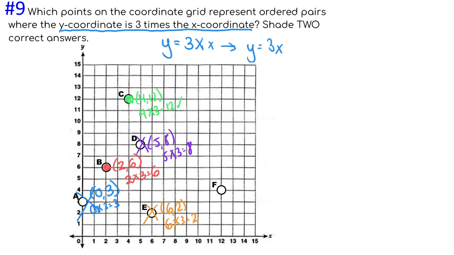F is at 12, 4. 12, 4. So is 12 times 3 equal to 4? No, it is not. That's another backwards one. And so the two correct points are B and C.